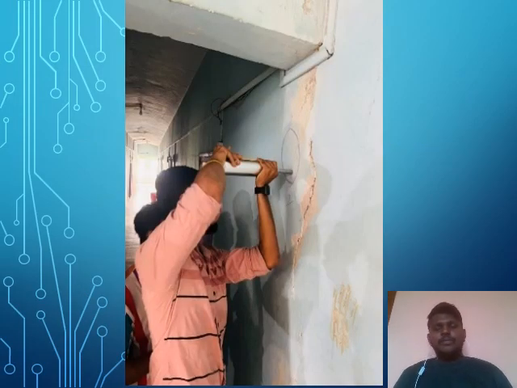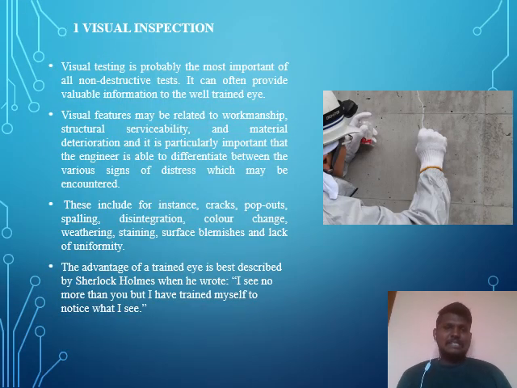This picture shows how to use the rebound hammer. First of all, we have to mark the surface beside any structural crack. Then we have to press the hammer towards the surface.